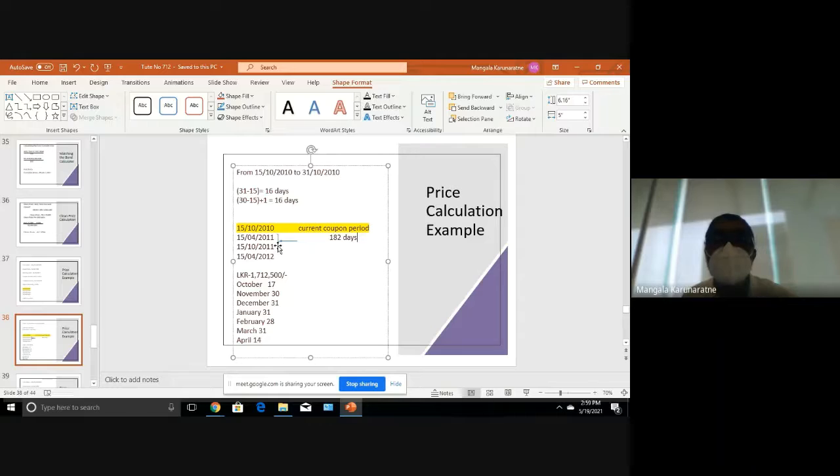In fact, I'm sorry, this should go up, right? This should go up like this, because it starts from 15/10/2010. So this is the current coupon period actually, right? Sorry for that.